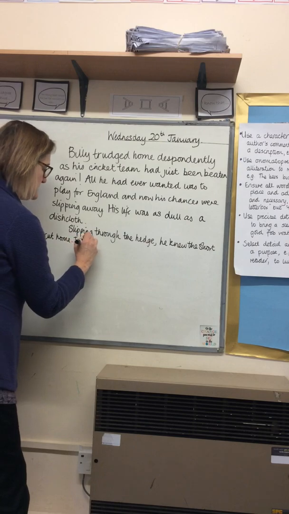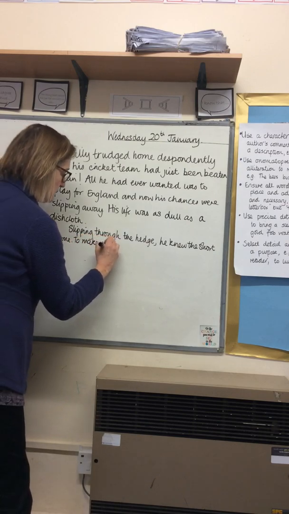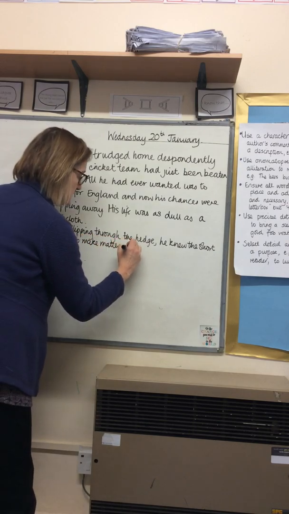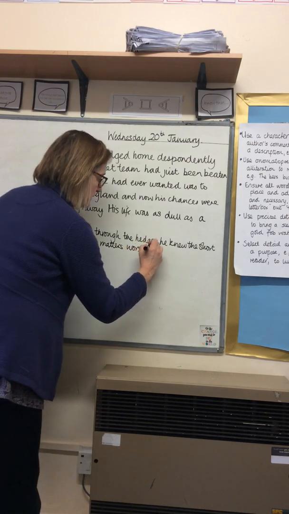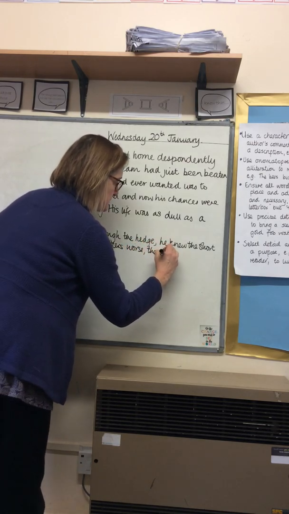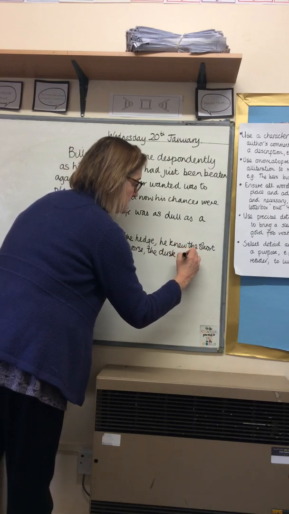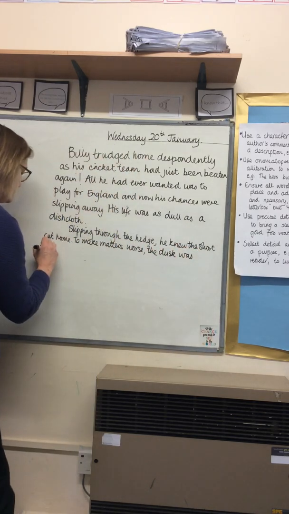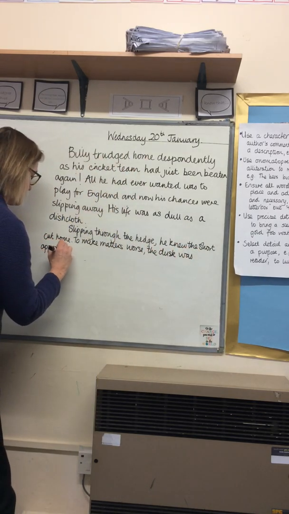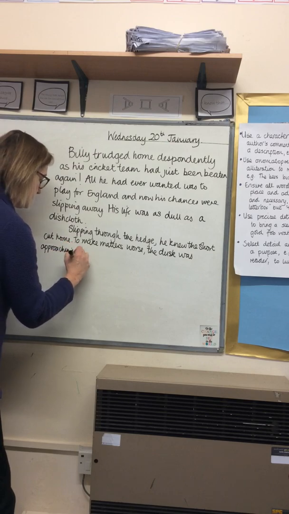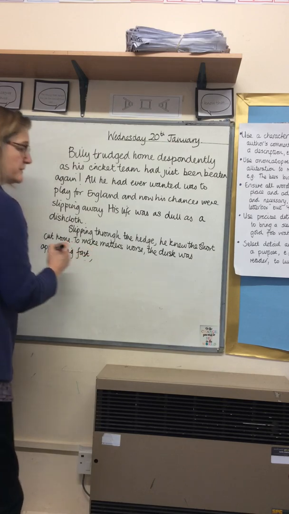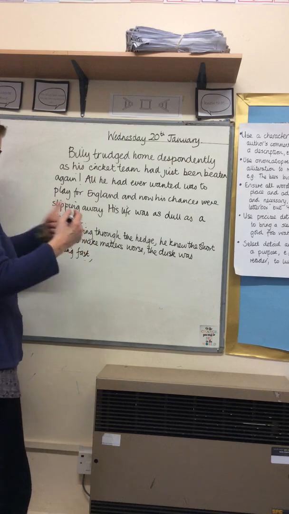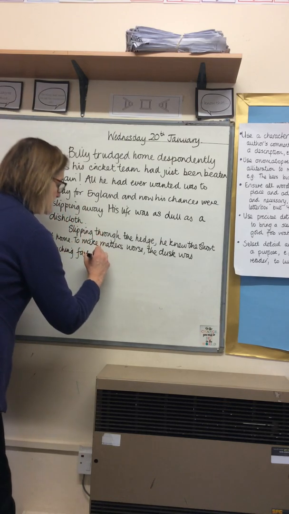To make matters worse, the dusk was approaching. There we go, nice passive sentence. Was approaching fast. Description of 3, should we go for it? To make matters worse, the dusk was approaching fast.